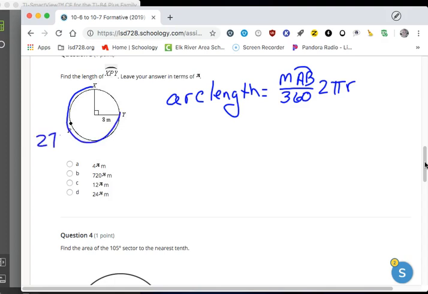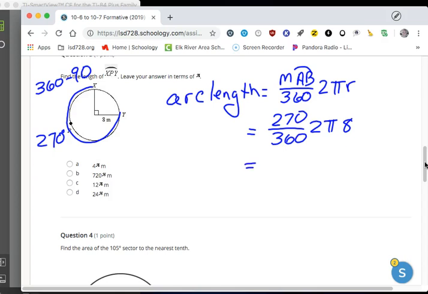So I've got 270 degrees, which is 360 minus 90. Okay, and I'm supposed to leave my answer in terms of pi. So now I've got 270 of 360, and my radius is 8, so it's 2 pi 8. So now I can get this down to 3/4 of 16 pi. This ends up being 12 pi. And that is in meters. So I go over and look at my selections, and I have 12 pi meters.